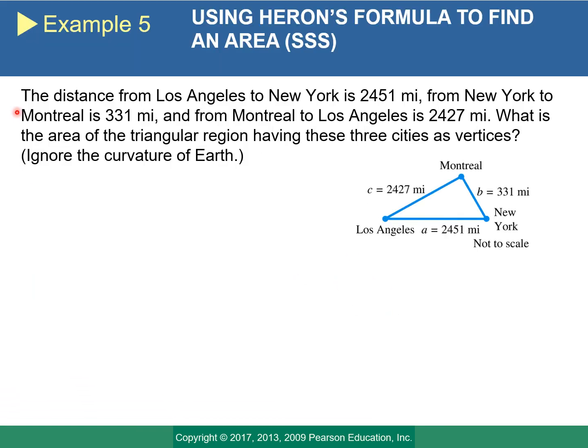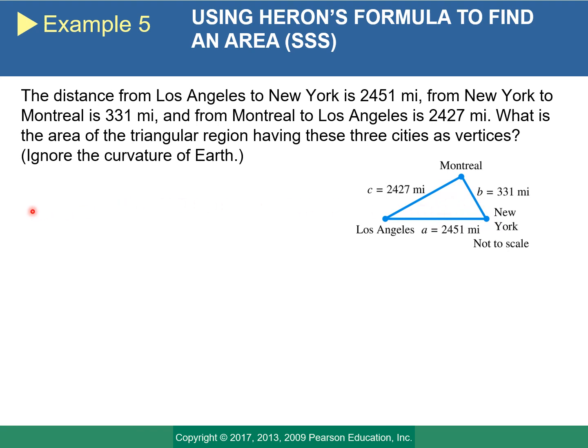Okay, so we'll try this out. The distance from Los Angeles to New York is 2,451 miles. From New York to Montreal, it's 331 miles. And from Montreal to LA, it's 2,427 miles. What is the area of the triangular region having these three cities as vertices? So just sort of an interesting problem involving city distances. But the question is about the area, so inside of this triangle here.